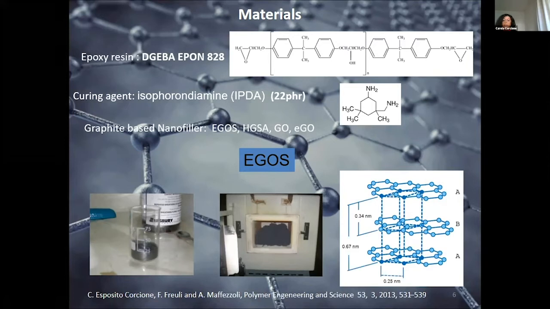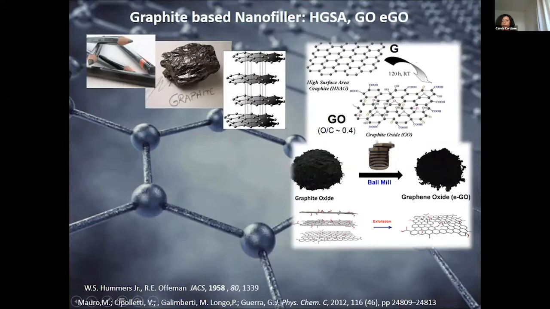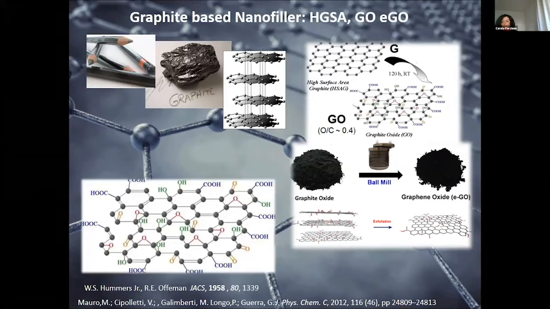The commercial name of this graphite was EG3772. After a rapid heating at 700 degrees, about 2 minutes at that temperature, the expandable graphite flakes were expanded and then further disaggregated by sonication in a solvent, leading to expanded and sonicated graphene stacks that we named in our work EGOS. On the other hand, graphite oxide, named GO, samples were prepared by the Hummers oxidation method at the University of Salerno by Professor Guerra's team, starting from synthetic graphite with a high surface area named HSAG.